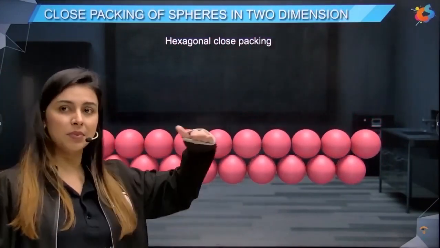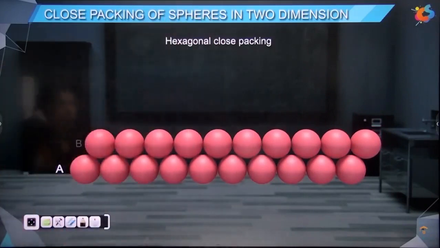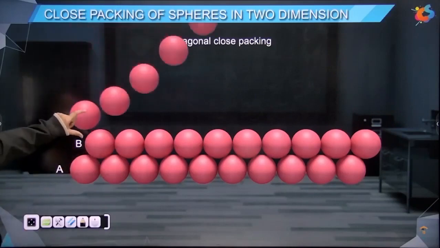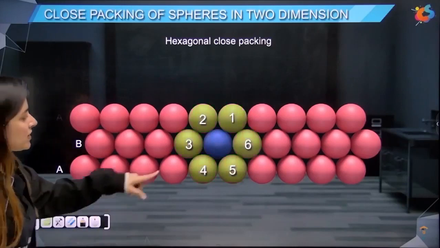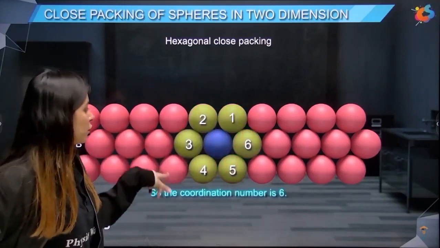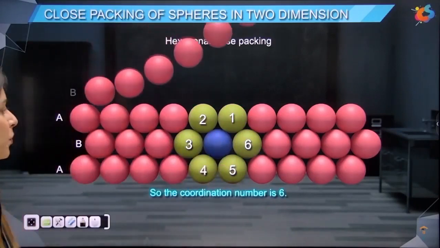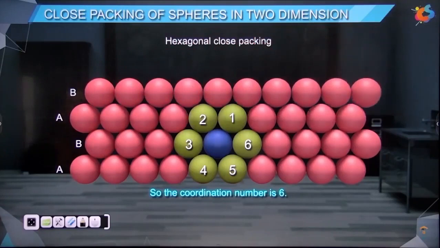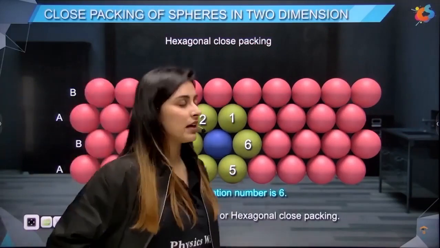So this is A layer, then B, then A, then B, then A, then B. Okay, so this is what is happening here. This is A, this is B. And now since the other layer would come exactly like A, it would be again an A layer. And now just see, my dear students, you have 1, 2, 3, 4, 5, 6. How many? 6 atoms are directly connected. So the coordination number is 6. Okay, perfect. Beautiful. Right? Yes. So this is AB type of arrangement of hexagonal close packing.